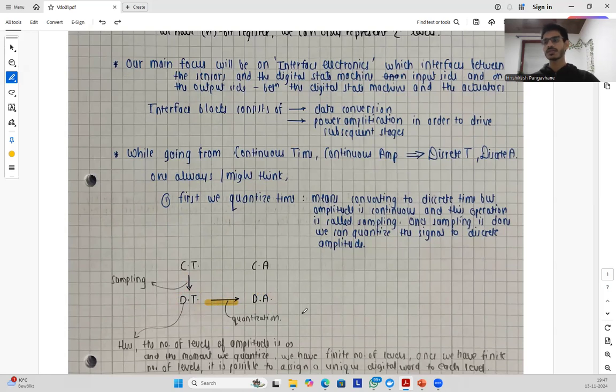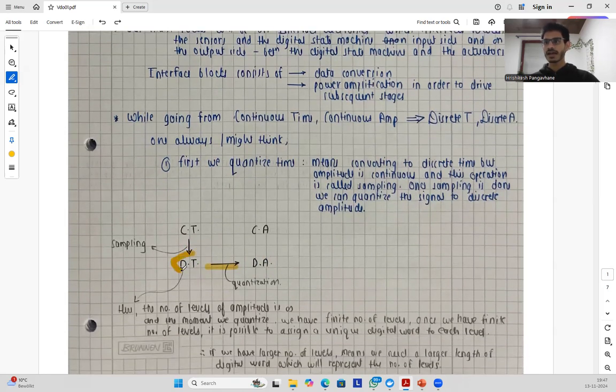So how to do that? We'll figure it out. When we have sampled the time, the number of levels of amplitude is still infinity. It is still continuous. And the moment we quantize the amplitude, we have finite number of levels for amplitude. And once we have finite number of levels, it is possible to assign a unique digital word to each level. So let's say we have the resolution of 4 bits. So we have 2 to the power 4 levels we can assign. What is a digital word? It's basically 1010, whatever. So we can assign it to that level of that amplitude.